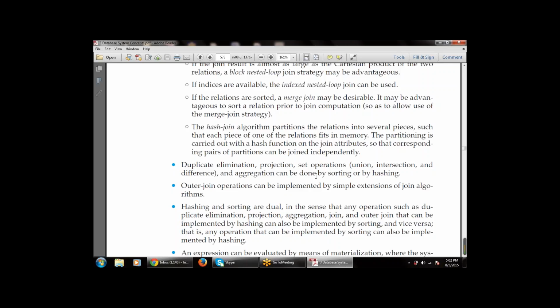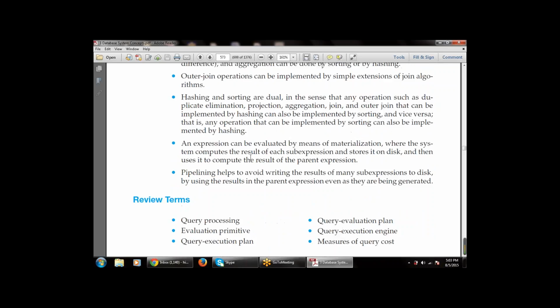Then hashing and sorting are dual, in the sense that any operation such as duplicate elimination, projection, aggregation, join, and outer join that can be implemented by sorting can also be implemented by using the hashing method. Then any expression can be evaluated by means of materialization and pipelining. Materialization means the result of each expression is stored in a temporary file, that is, on disk. Pipelining means the result of each expression is used as an input for the next expression, so there is no storage on disk.